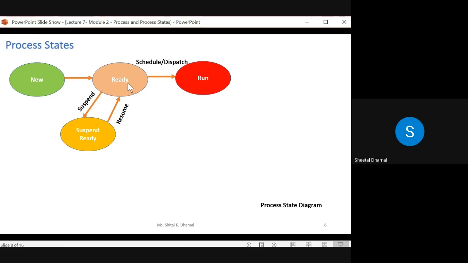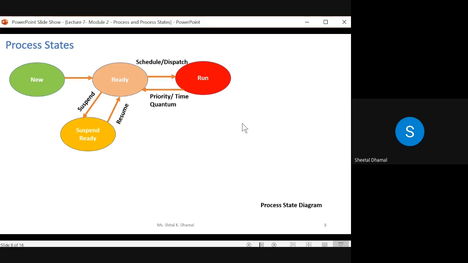Because the ready queue is full, the process is placed into the suspend ready state. Now in the ready queue, one of the processes is shifted into the run state. So because of that, again the process which is residing in the suspend ready state is resumed, or will get shifted into the ready state.